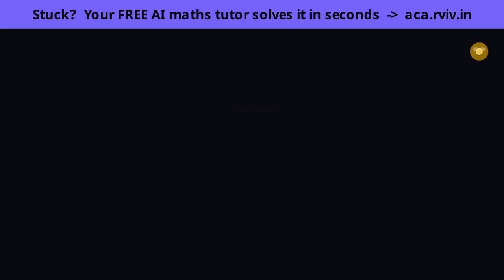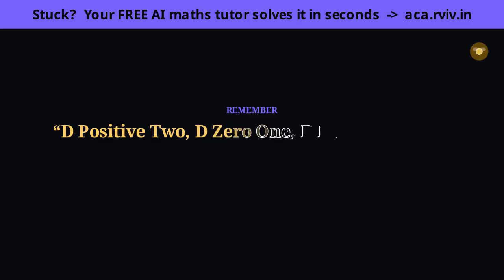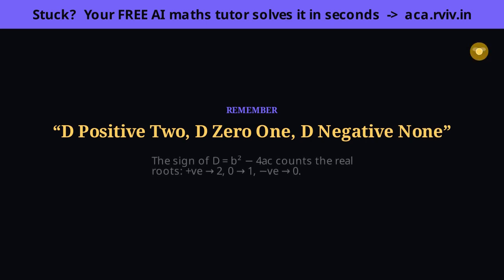Here's a memory hook for the discriminant, tied to what it means. D positive, 2, the curve cuts twice. D 0, 1, it just touches. D negative, none, it never reaches the axis. Say the rhythm, D positive 2, D 0, 1, D negative none, once, picture the parabola sliding down, and you'll never mix up the 3 cases again.